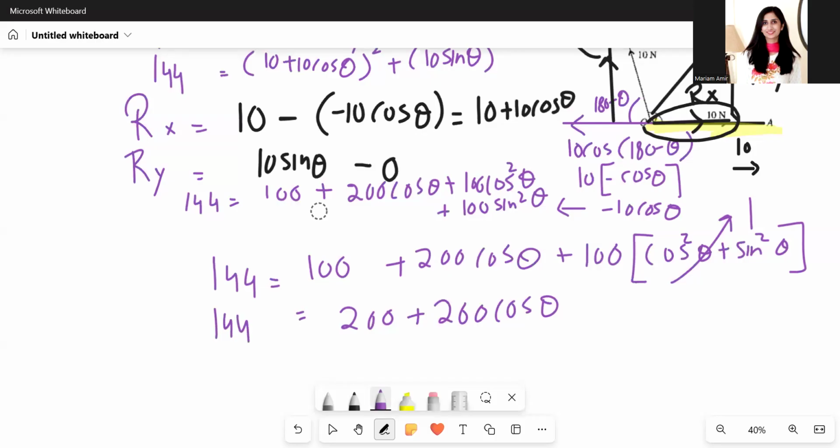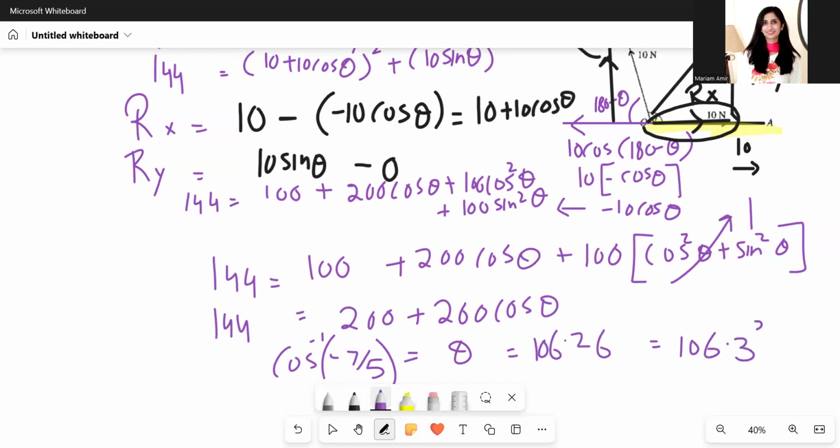So we have 144 minus 200 divided by 200, which is minus 7 upon 5. And we take cos inverse of that. That gives us theta. So shift cos, the answer is coming out to be 106.26. Angles in degrees get rounded to 1 dp, so it should be 106.3.